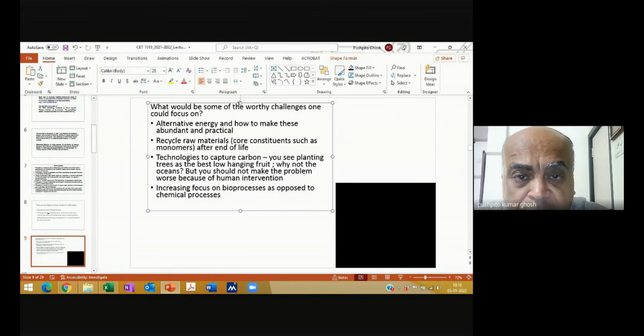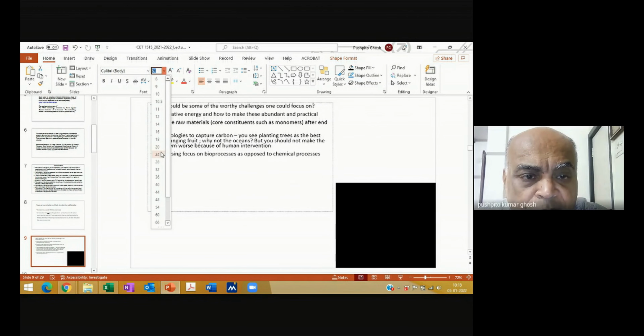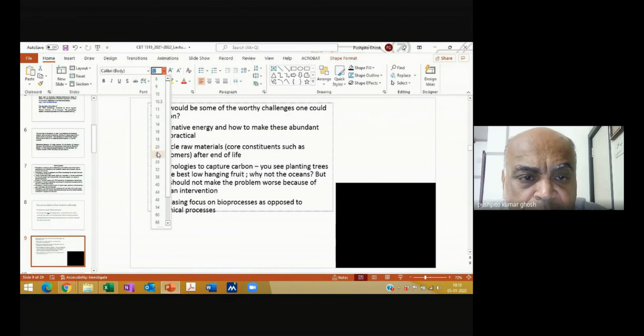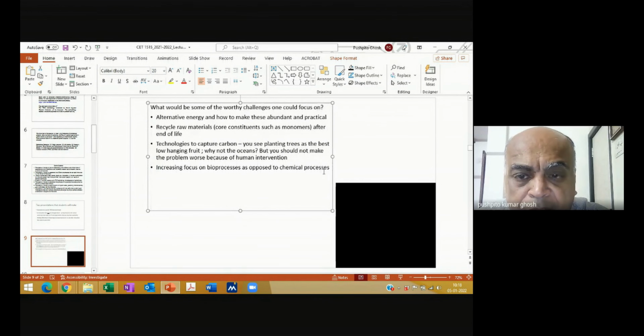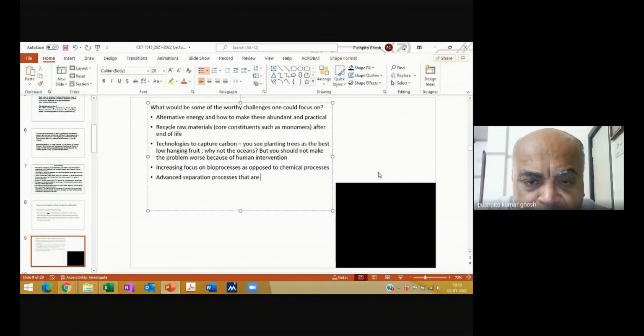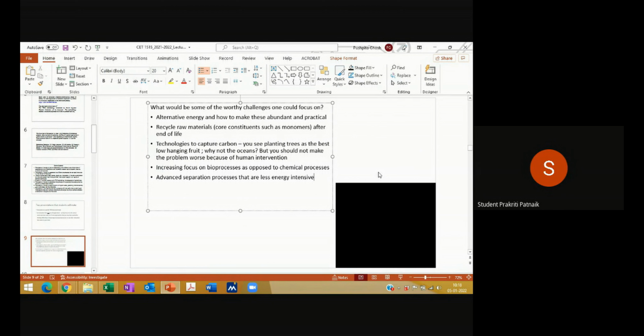Once again, let me just reduce the font size. Advanced separation processes. Processes that are less energy intensive. What do you mean? Yes, sir.